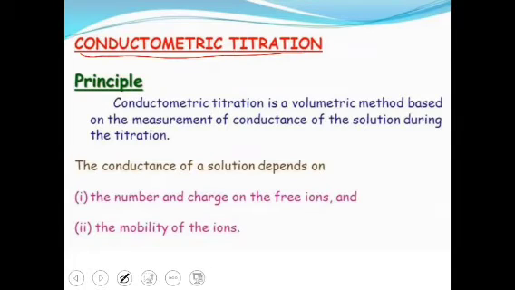In this titration, by using the conductance values of the solution, we can easily find out the neutralization points of the solutions.